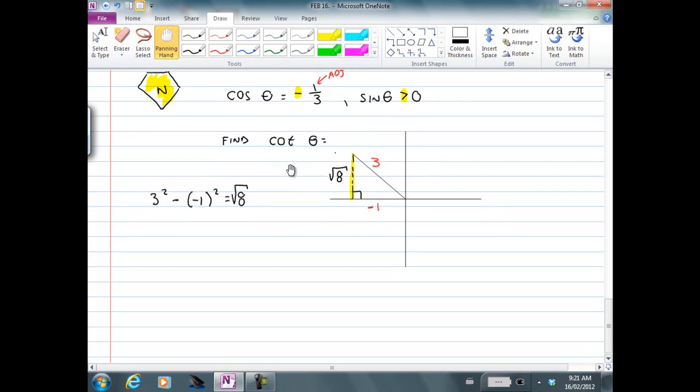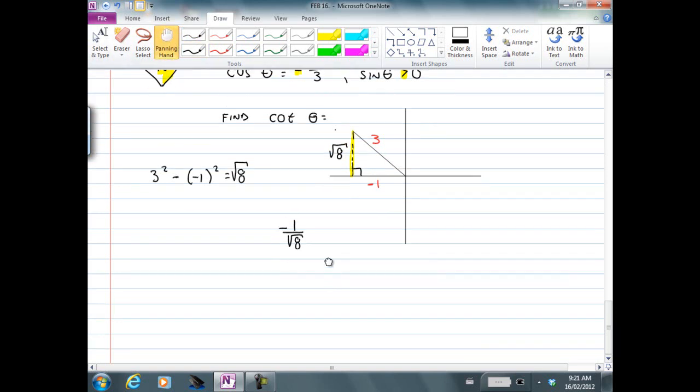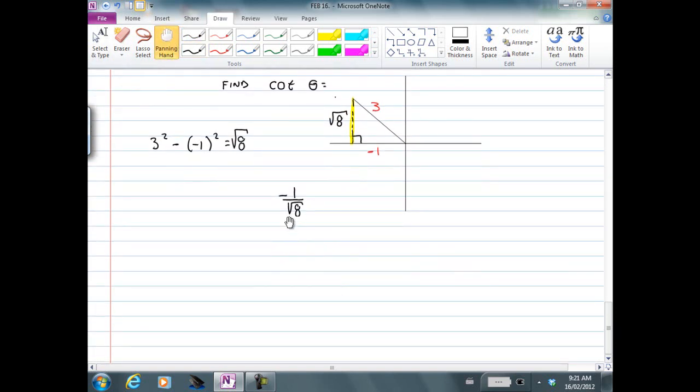Okay, give me a second. So cotangent is what over what? It is going to be adjacent over opposite. So your answer is -1 over root 8. They will have it in this form, but the book likes to rationalize the denominator because they don't like the root 8 on the bottom.